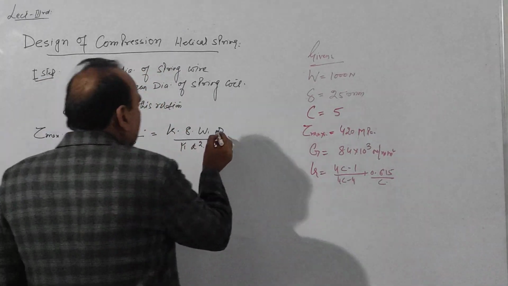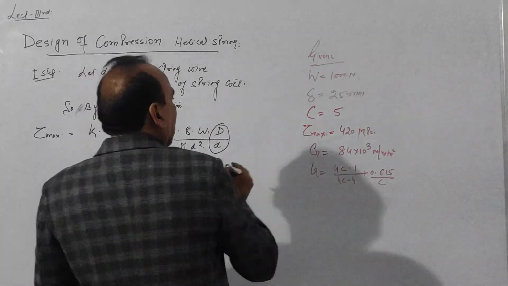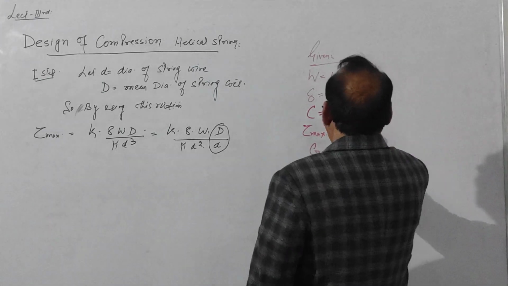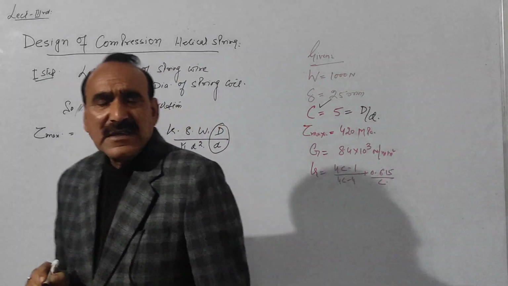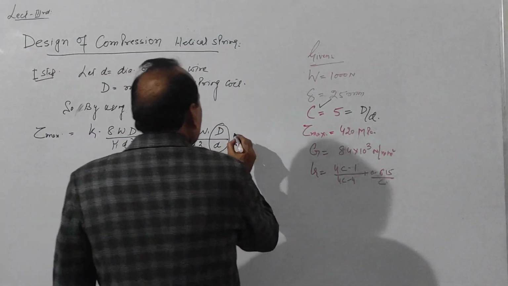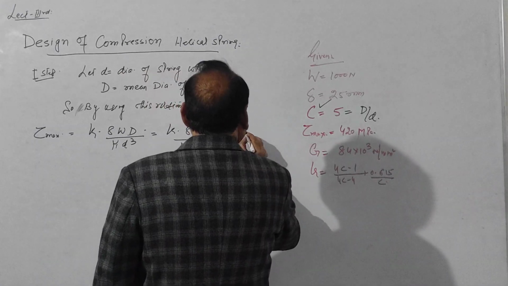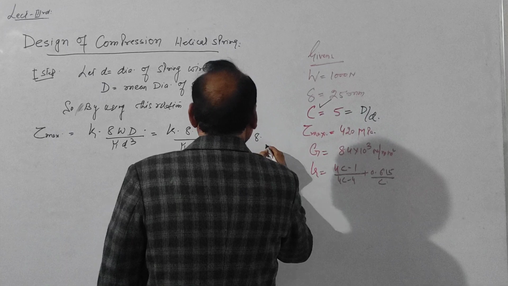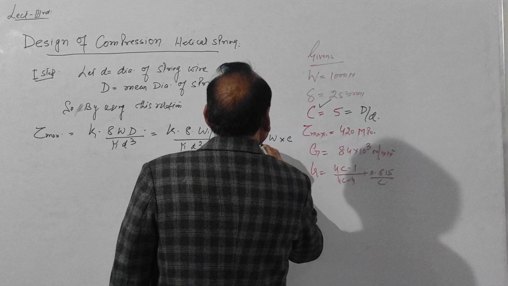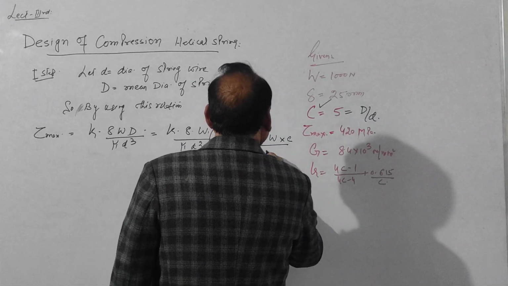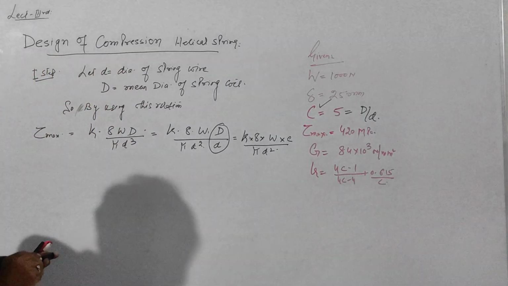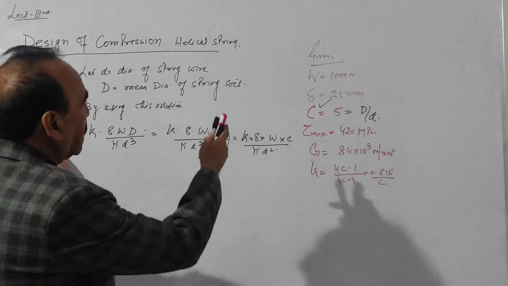So, as you know, D upon d, this term, D upon d, this is equal to C, right? So D upon d is equal to C. So you can say that we can write this as K 8 W C upon pi d square, right?